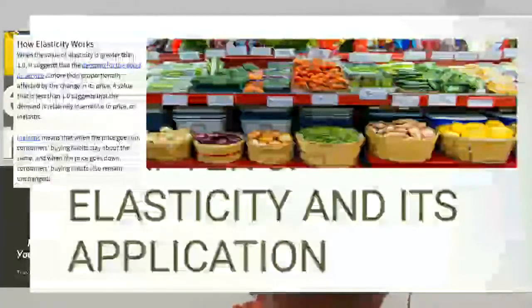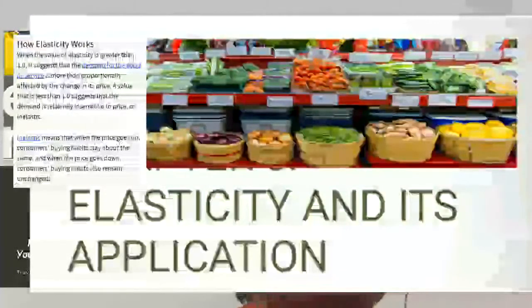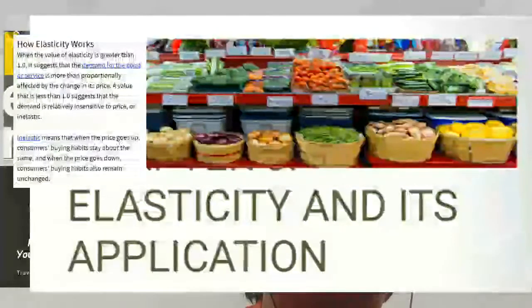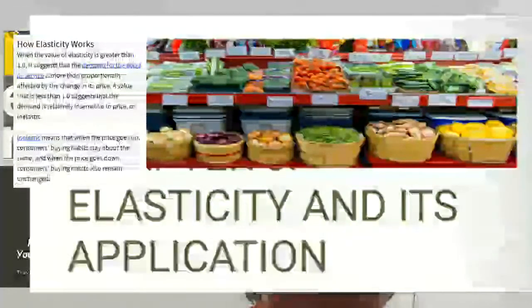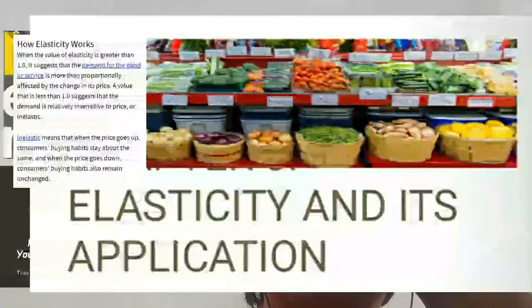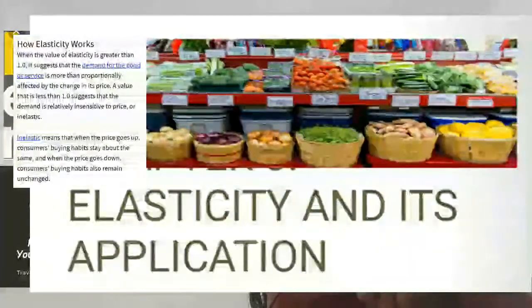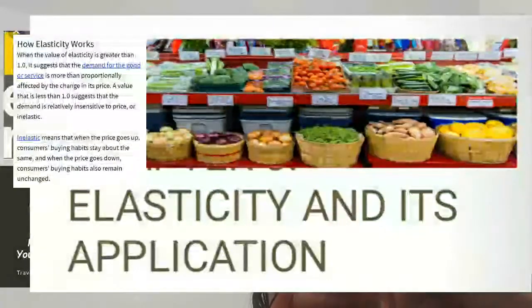So, ibig sabihin, greater than 1, no? In terms of the computation po regarding elasticity. Ibig sabihin, mataas yung sensitivity. Ibig sabihin, nagre-react yung mga consumer once na mayroong pagbabago ng presyo sa isang produkto o serbisyo. A value that is less than 1.0 naman suggests that the demand is relatively insensitive to price or inelastic.